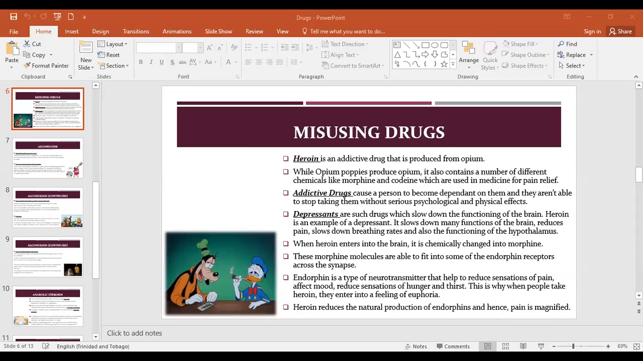Endorphin typically reduces your pain sensations in your body, right? But heroin chemically changes to morphine when it enters your body. These morphine molecules can mimic or imitate endorphin, so they can bind to endorphin receptors. The receptors that would normally only receive endorphins can also receive the morphine because it has a similar shape to the endorphins.